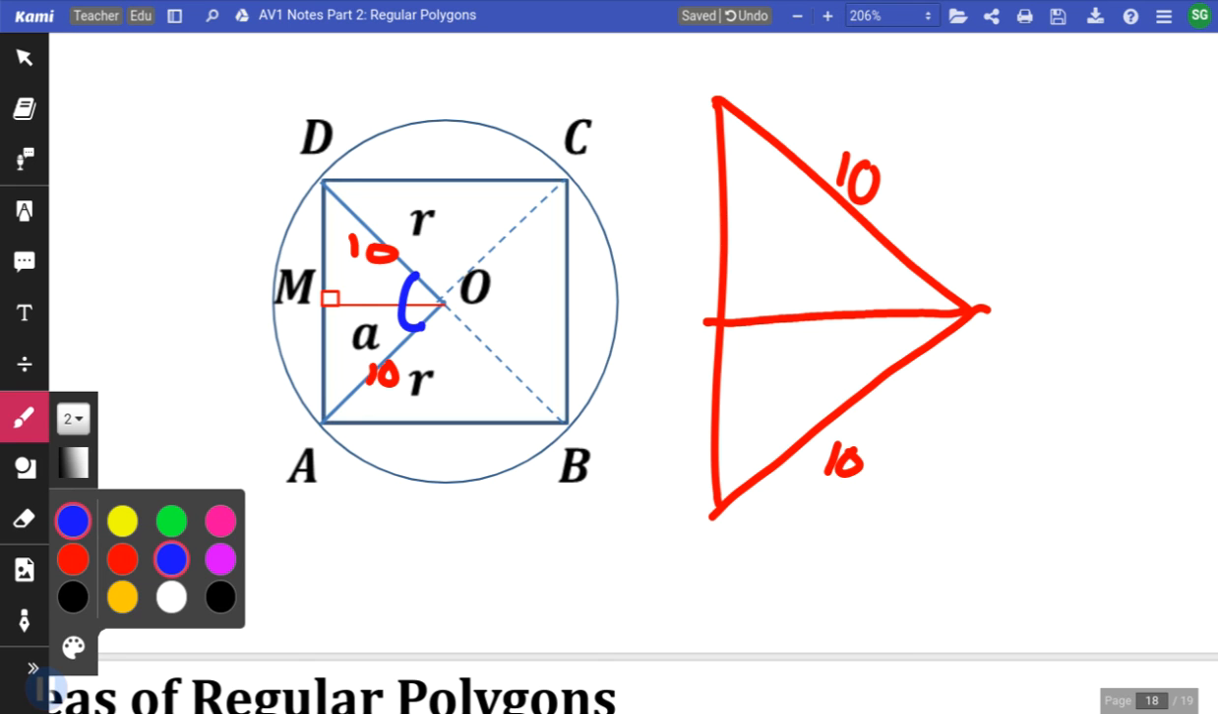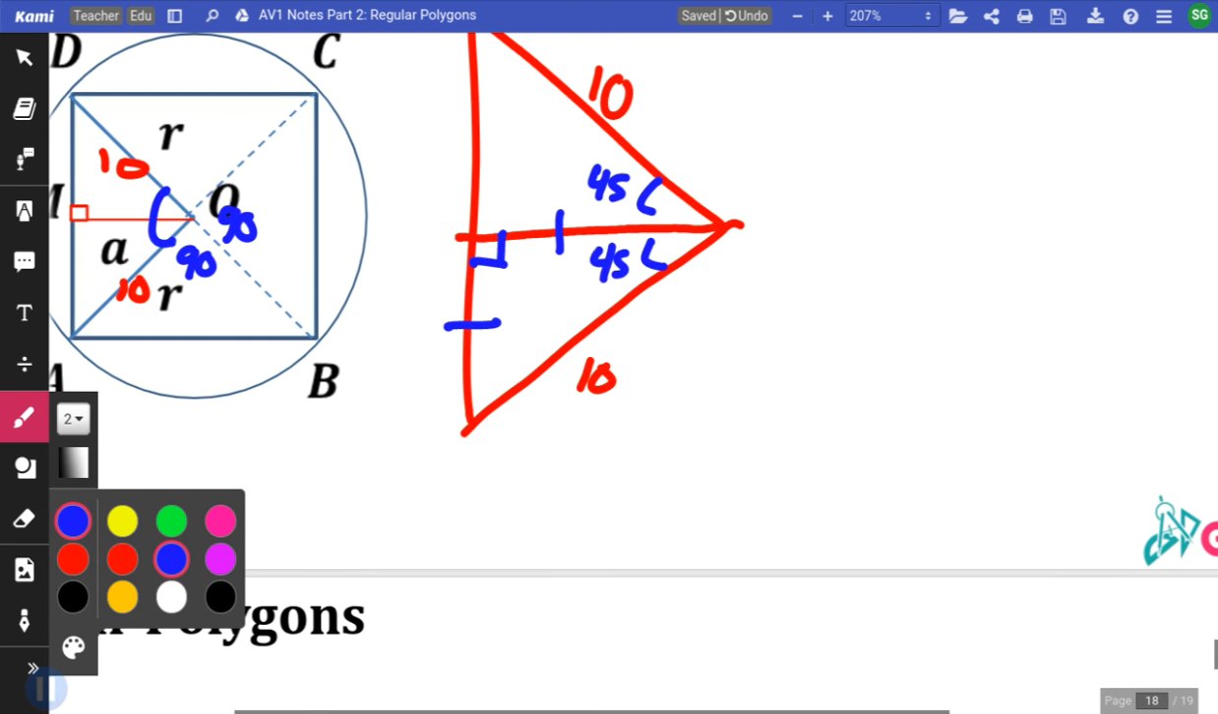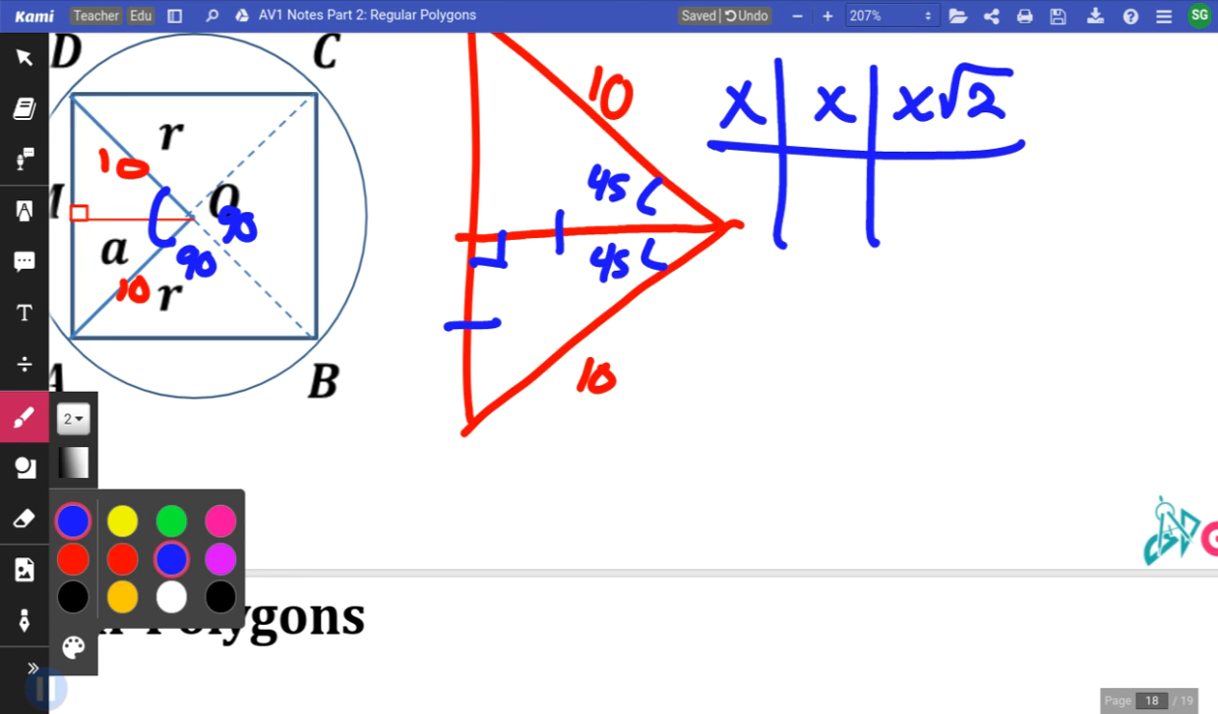Well, 360 divided by 4, that's 90. So these angles are both 45 degrees because it's a split up 90-degree angle, which tells you 45, 45, 90, right? So these two sides are both congruent to each other because it's a 45, 45, 90. So we've got x root 2. The x root 2 is the hypotenuse. That's the 10. So we have x root 2 equals 10.